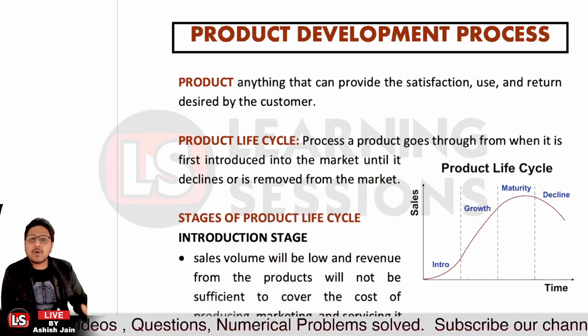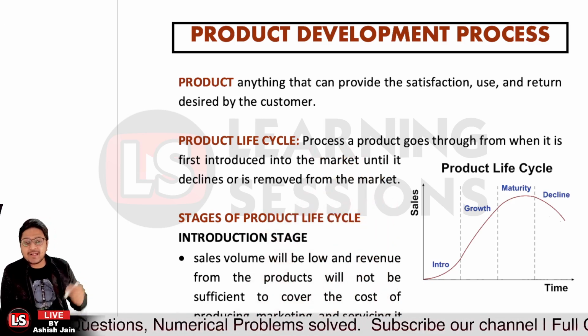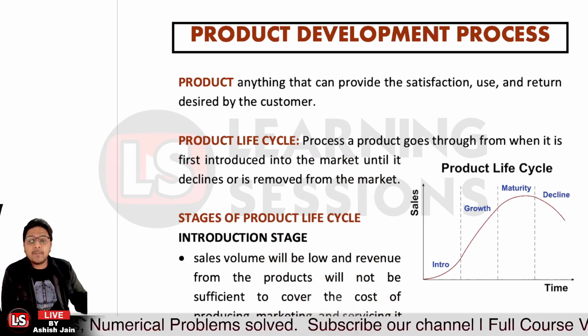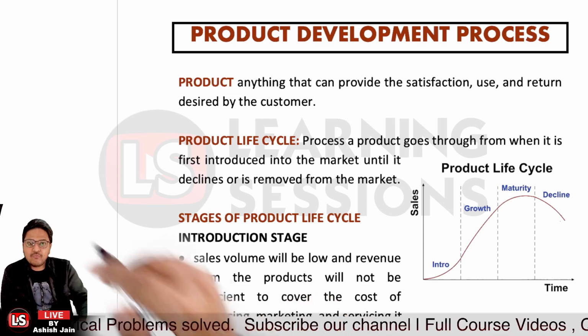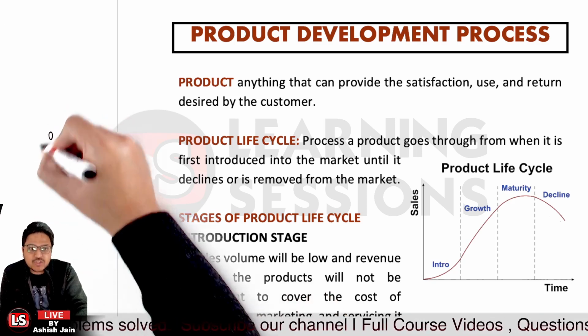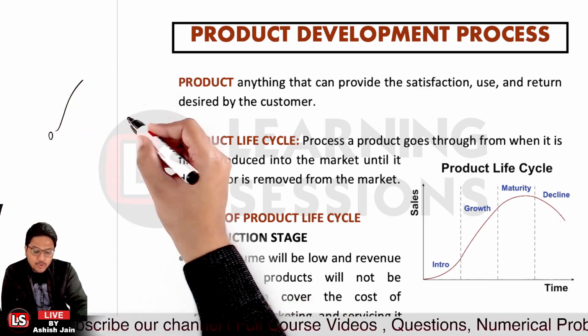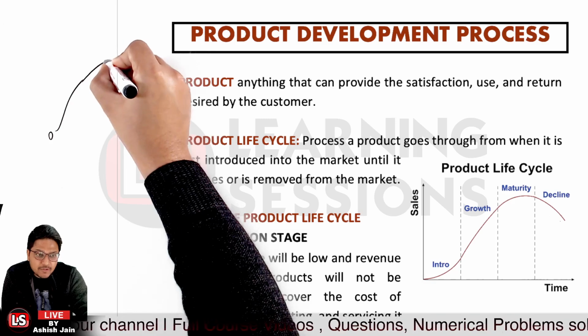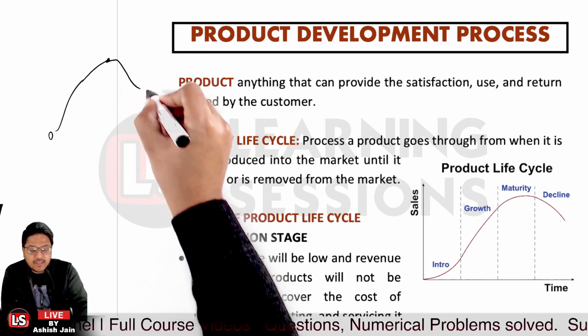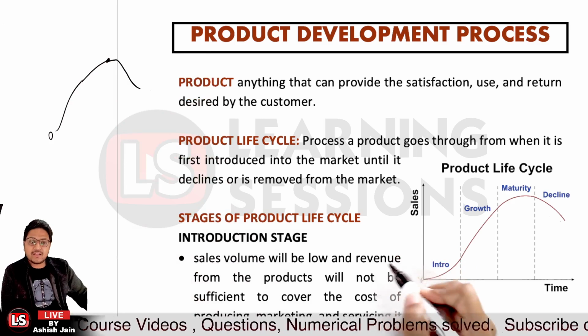And when we are talking about the product life cycle, the product goes through different stages. When it is introduced in the market, that is the introduction stage, and then there is a growth stage when it will be developing and growing, and after that there is maturity or saturation stage, then in the last it will be declining. You can look at the graph over here.